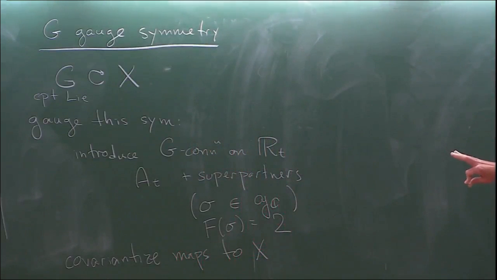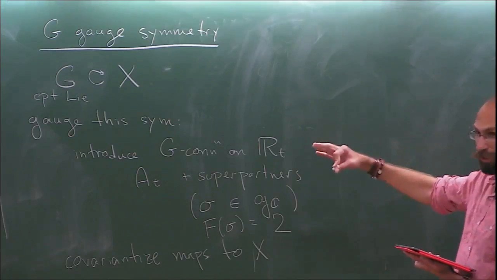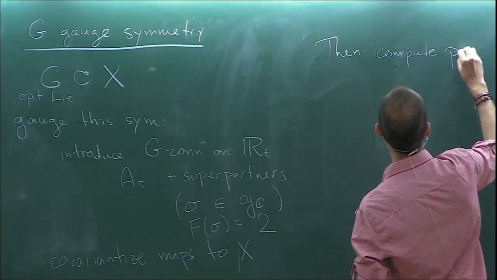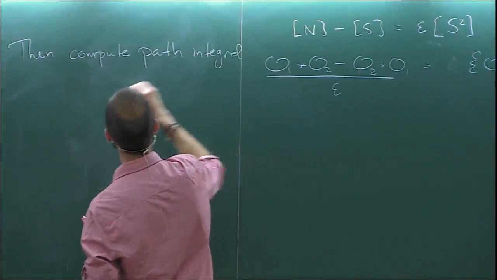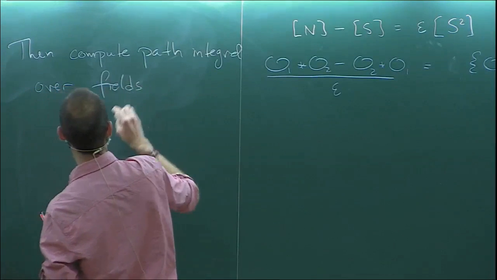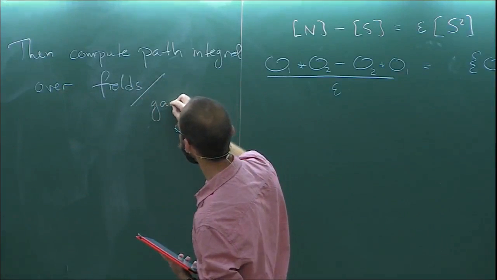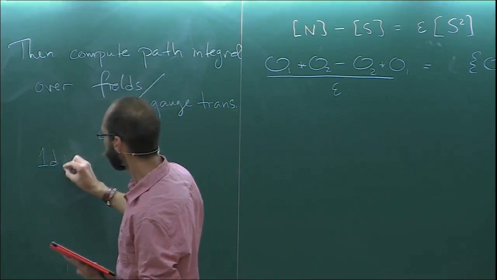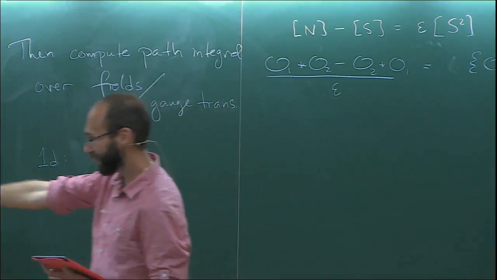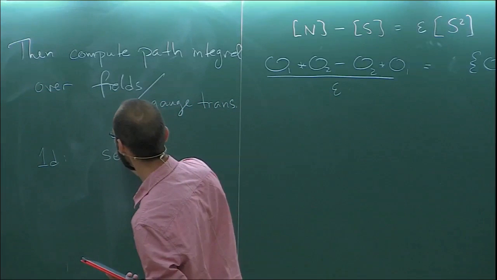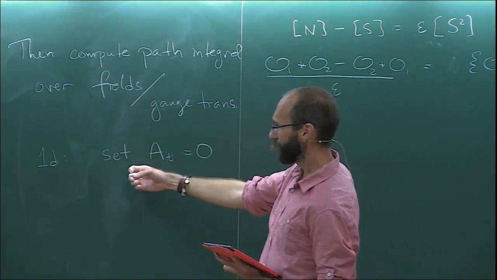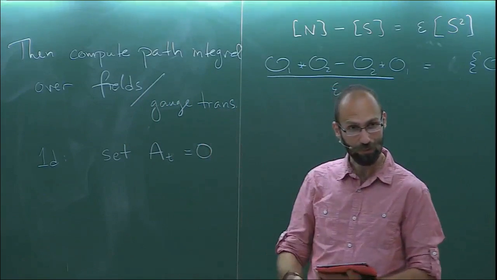This part is not yet gauging. This is introducing something new in the theory. The gauge part is doing the path integral over all fields, in other words all maps into X, modulo gauge transformations. Now, in one dimension, gauge transformations can be used to completely kill the connection. Then all we have left are global constant gauge transformations along R.